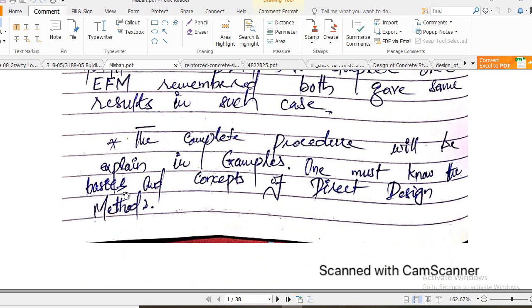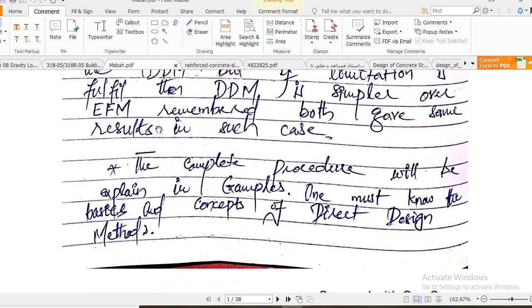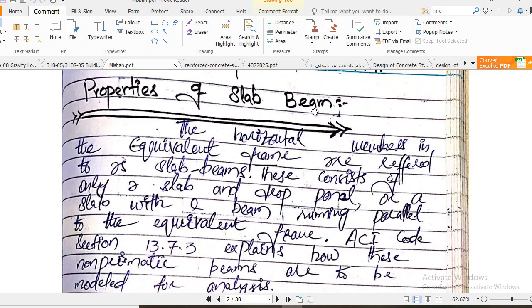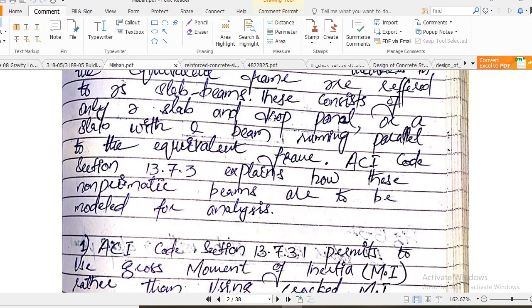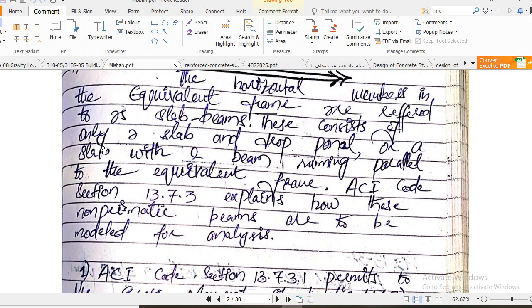One must know the basics and concepts of the method. How to implement this method, you will see in a complete example I have solved on EFM, which covers the whole procedure of EFM. But there are some basic concepts before we use EFM. What are those concepts? Properties of the slab beam system I already defined. The horizontal members in the equivalent frame are referred to as slab beams.